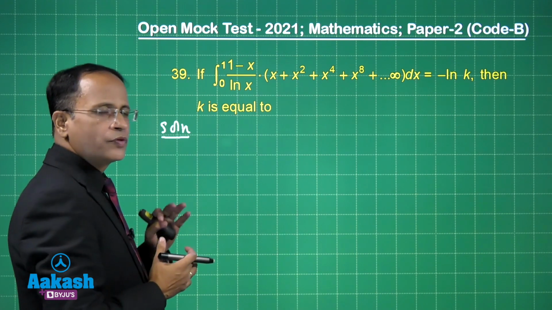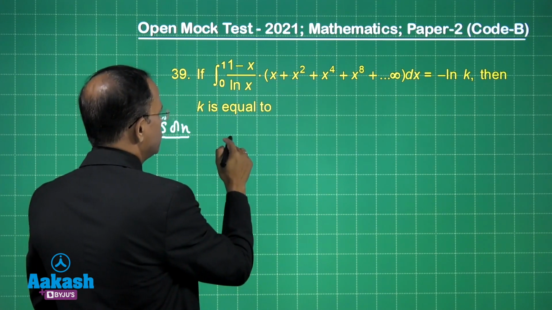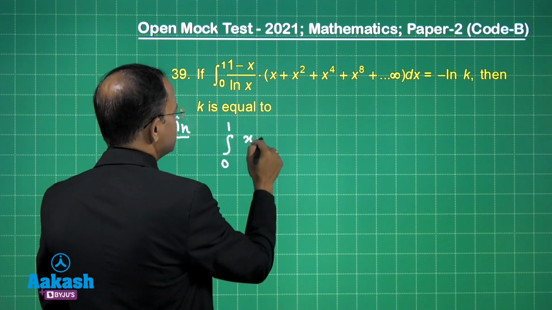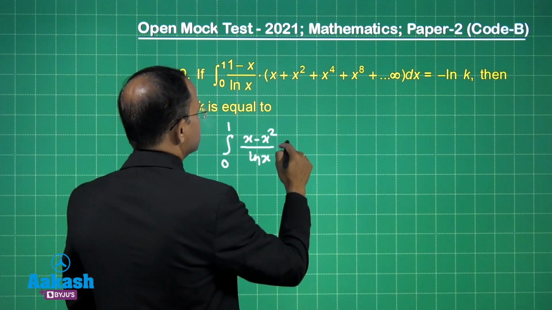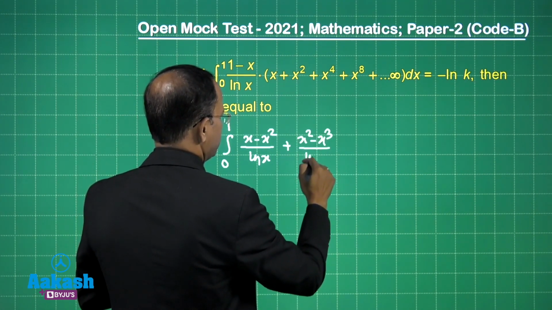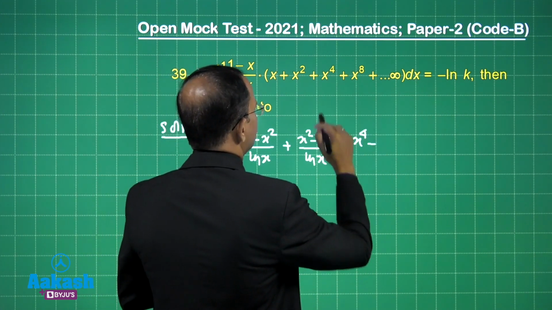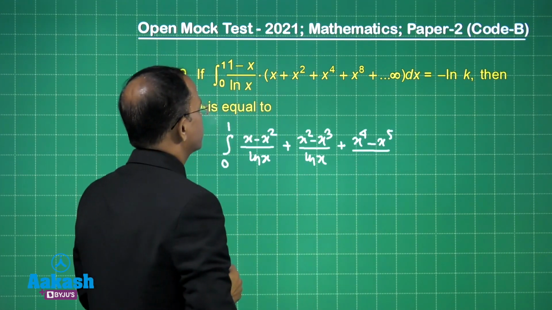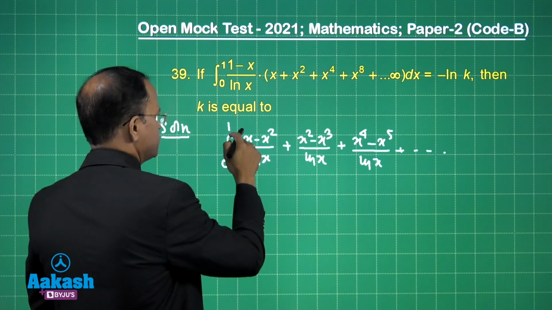So what we can do, one thing. You have been given this 1 minus x. So let me write this as integral 0 to 1, 1 minus x into x. So this is going to be x minus x square divided by ln x, right? Then we have plus, we take x square, and this is x cube divided by ln of x we have, isn't it? Then we have x to the power 4 minus x to the power 5. Can you see that? Again we have ln x. Okay, this is how it goes. So you have just multiplied the terms, isn't it?